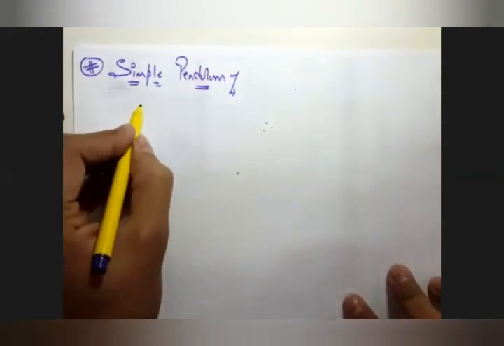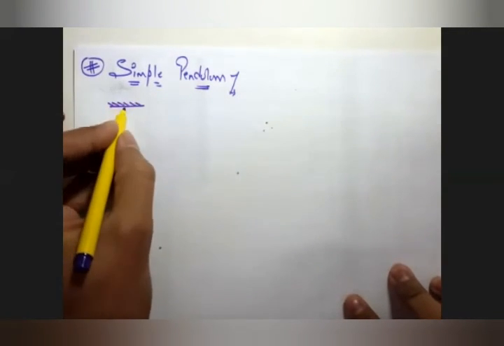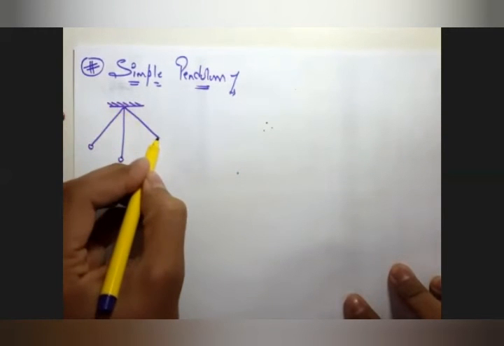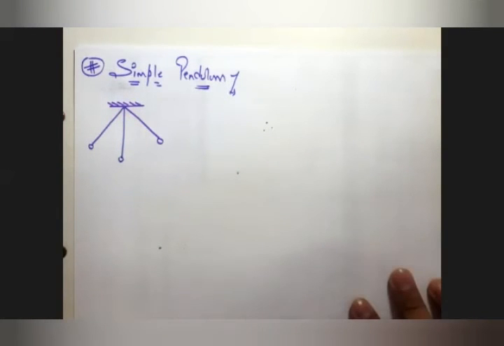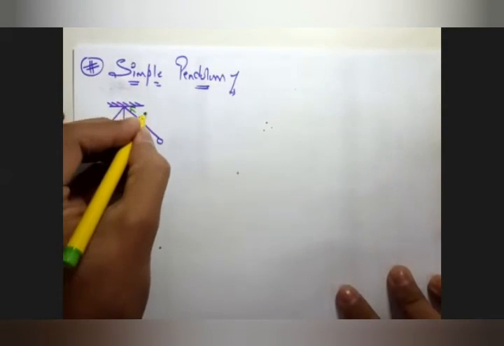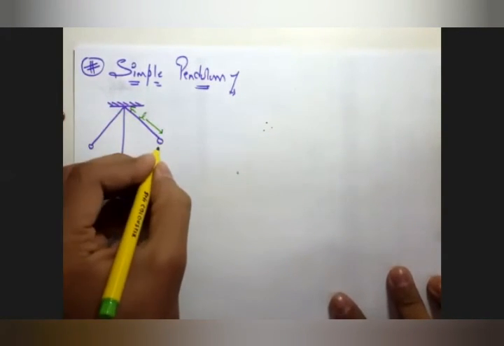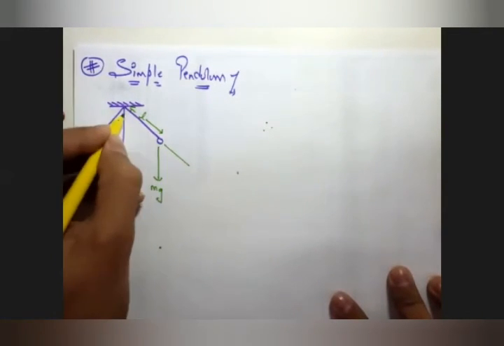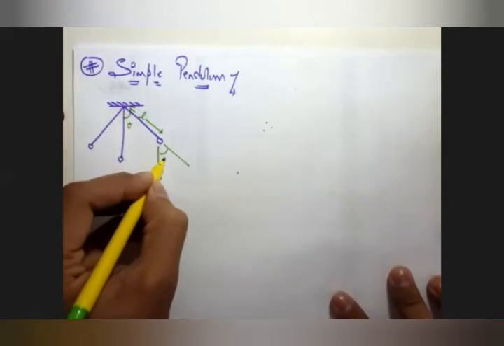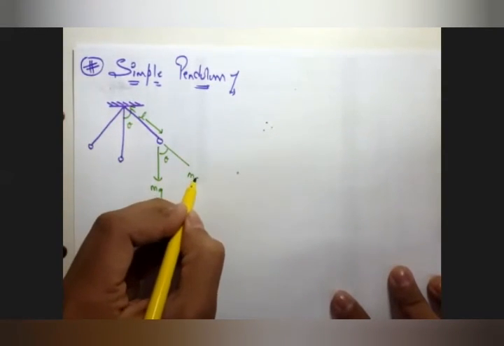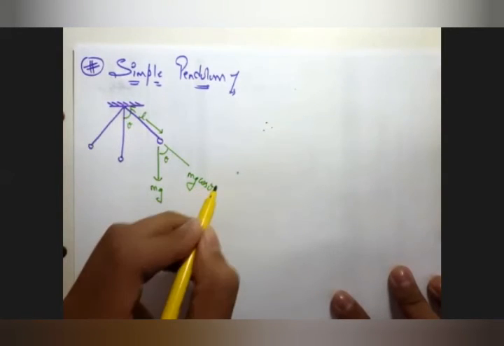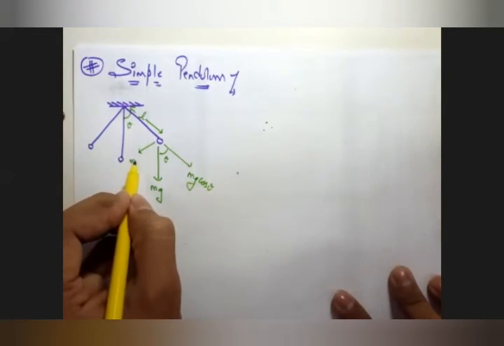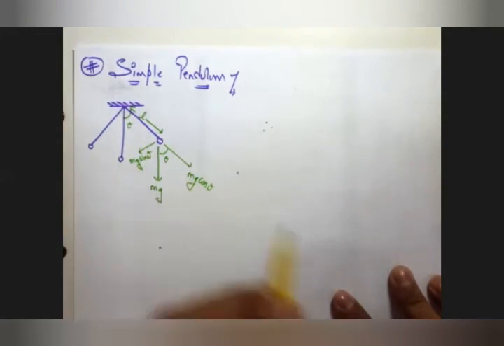Seeing a simple pendulum oscillating about its mean position, we can say a pendulum of length L is oscillating. So the length of the pendulum is given to us as L. This mg is acting in the downward direction, forming some angle theta with the vertical. It will have a component mg cos theta, and another component in the perpendicular direction will be mg sin theta.